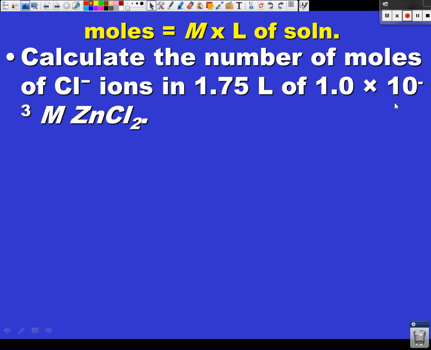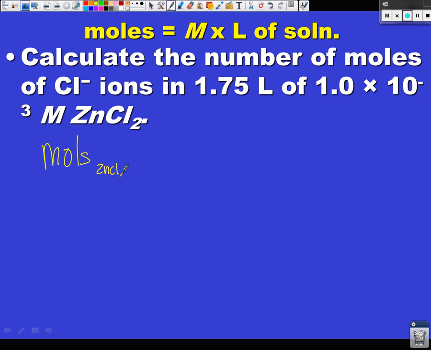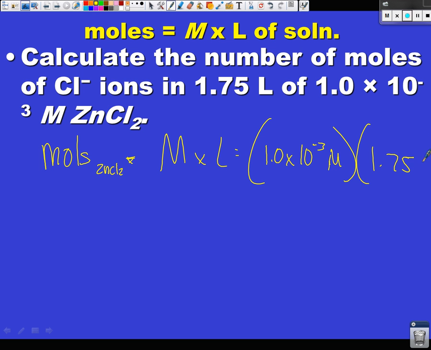You want me to show you what he did? Okay, let me show you what he did. So he did moles of ZnCl2 is equal to the molarity times the volume, which is 1.0 times 10 to the negative third molar times 1.75. Now stay with me here. Whatever that is, he got a number right here.